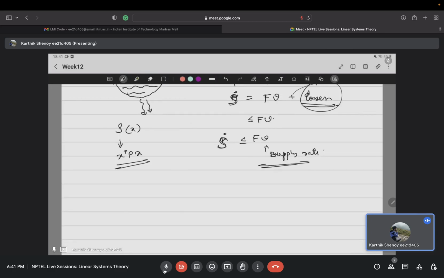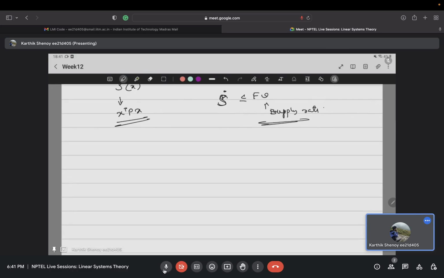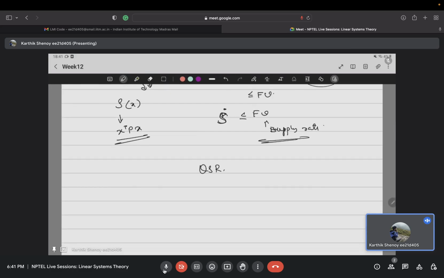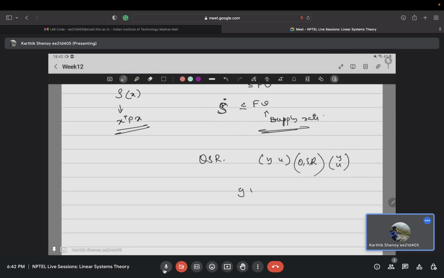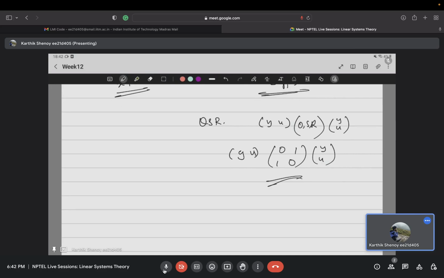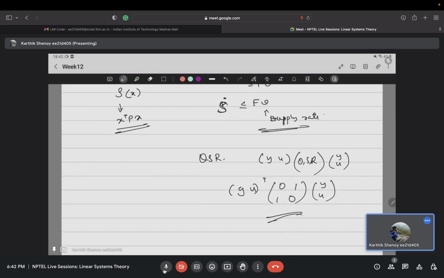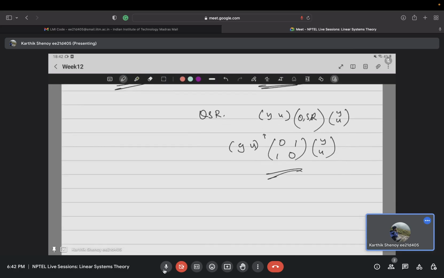There are various ways of defining this supply rate. The most common is something called the QSR supply rate, where you have some matrices: Y U times this matrix which has Q, S and R values times Y and U, okay. In general we can just use U Y with the matrix 0 1 1 0 times Y U, okay. So this is the supply rate, and when the system is dissipative it is automatically stable, okay. So you can write an LMI for this.